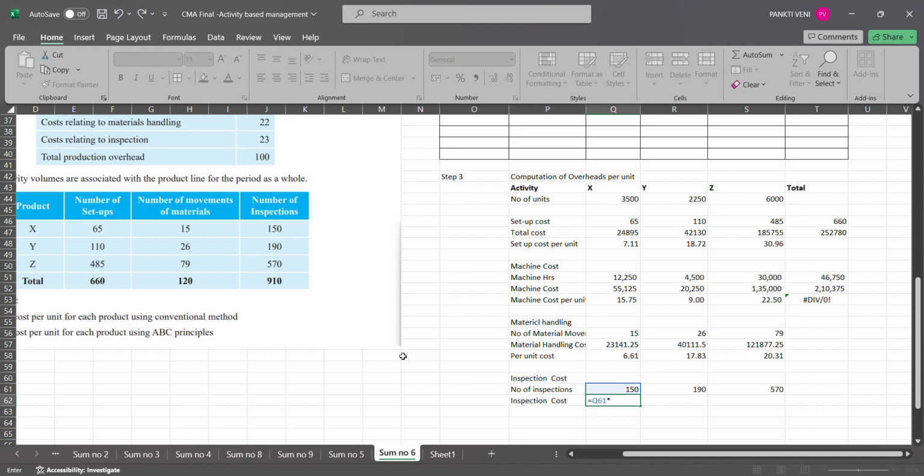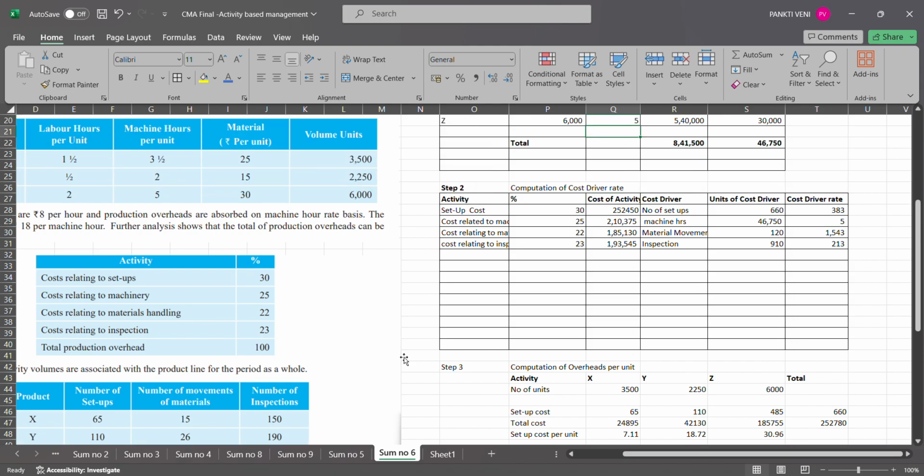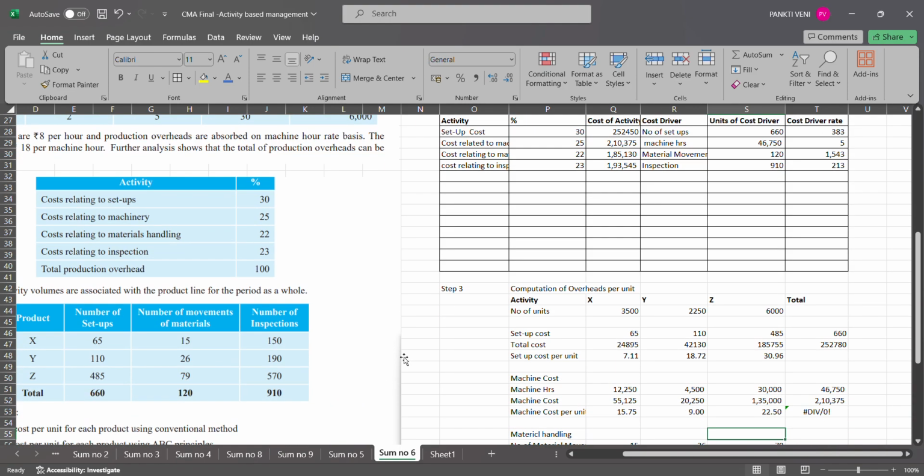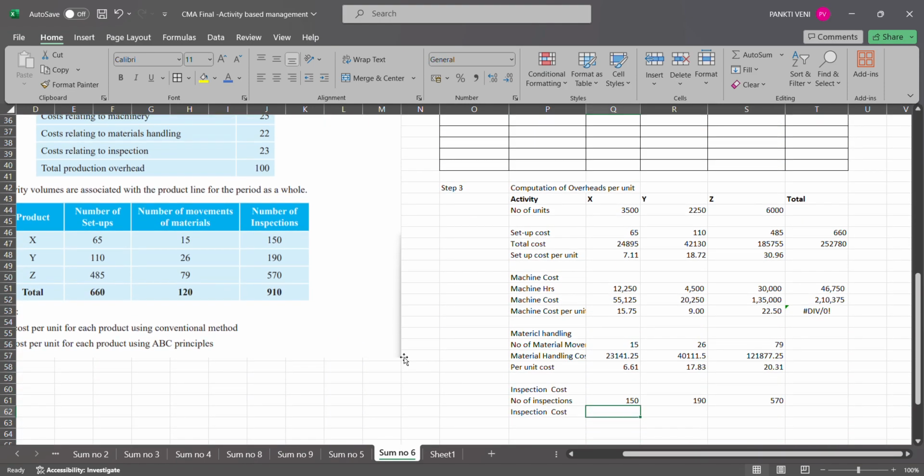So how to calculate inspection cost? For calculating inspection cost, you have already calculated it, and that is 213. I've rounded off, so it is 212.969. So 212.969 into 150, the number of inspections. If you do that, you will get the total cost related to inspections. After doing that, I'll go for per unit cost. If I divide this by the number of units, I'll get the per unit cost.